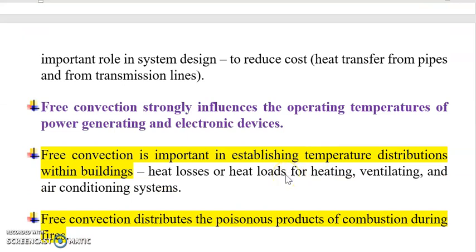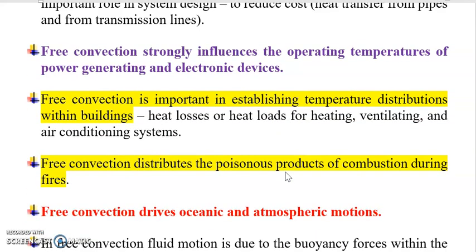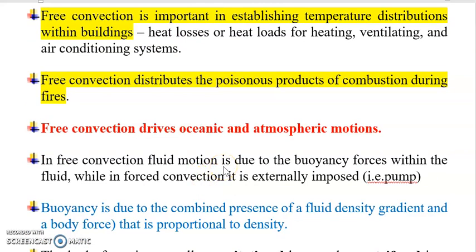Free convection strongly influences the operating temperatures of power generating and electronic devices. Free convection is also important in establishing temperature distributions within buildings, in building arrays, heat losses or heat loads for heating, ventilating, and air conditioning systems. The design must consider natural convection in order to be economical and effective too. Free convection distributes the poisonous products of combustion during fires. Free convection drives oceanic and atmospheric motions.